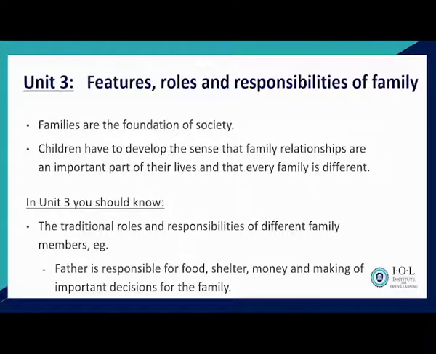Unit 3, features, roles, and responsibilities of family. Families are the foundation of society. Children have to develop the sense that family relationships are an important part of their lives and that every family is different. In Unit 3, you should know the traditional roles and responsibilities of different family members. For example, father is responsible for food, shelter, money, and making of important decisions for the family.